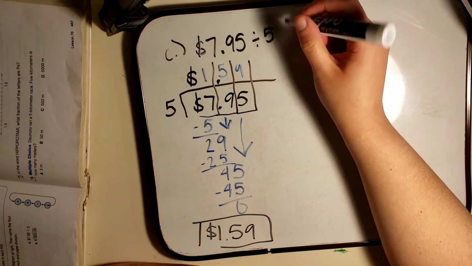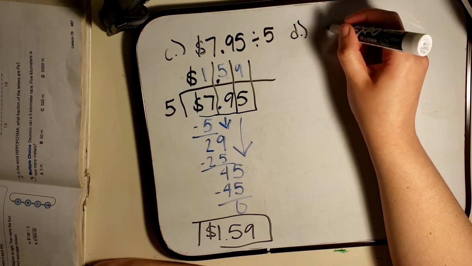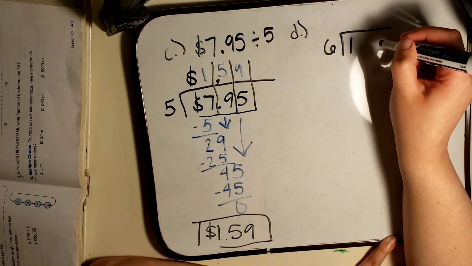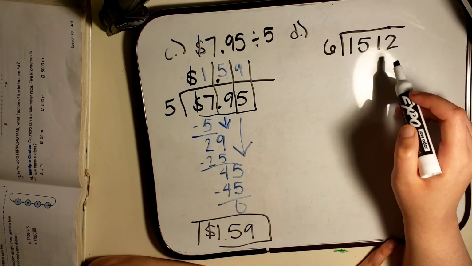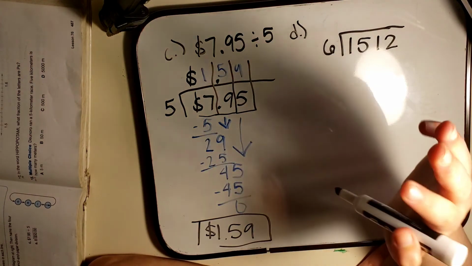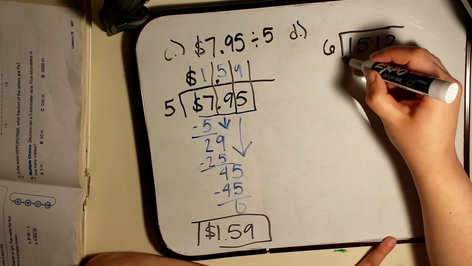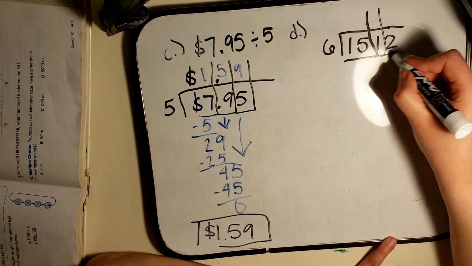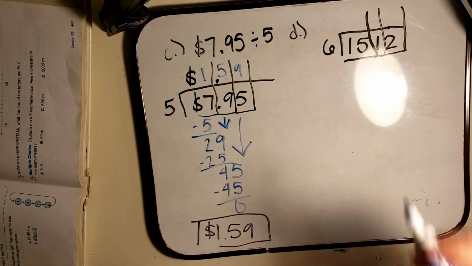And letter D is, let's see, 6 into 1,512. And see, I'm writing my numbers bigger, so you guys don't just try to squeeze it in. Try your best to be neat. Now is the time to practice. So 6 can't go into 1, but it can go into 15. Oops. Sorry, that didn't work out so well. But there we go.